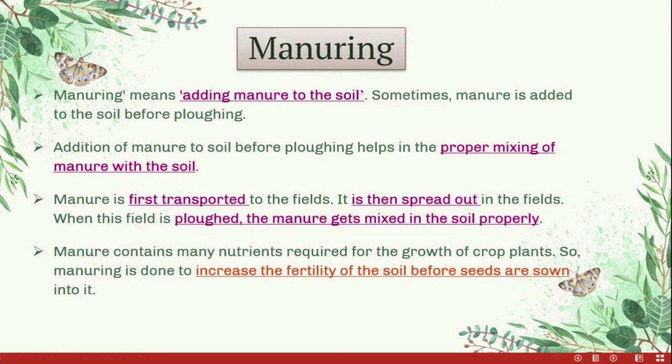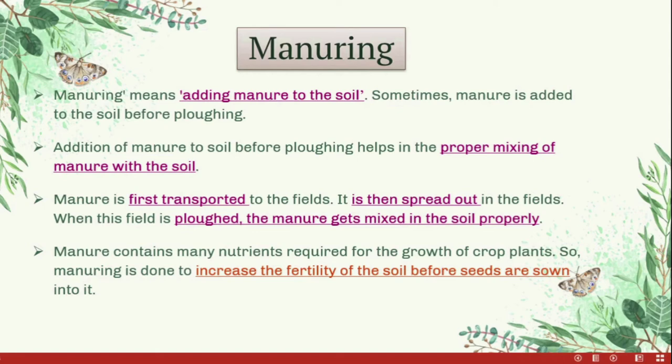Basically, manure is prepared from animal waste and plant waste. It contains important nutrients which are needed for growing crop plants. Manure is a very important input for agricultural work.